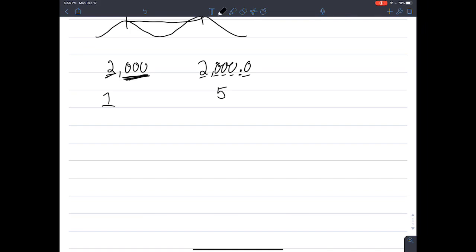Captive zeros: if it was 2001, then these would be significant, so I'd have 4 significant figures. Leading zeros: if I had 021, these are not significant, so it would just be 2 significant figures. Leading zeros are never significant. Trailing zeros are only significant if there's a decimal. And captive, sandwich zeros are significant. Then whole numbers are always significant.